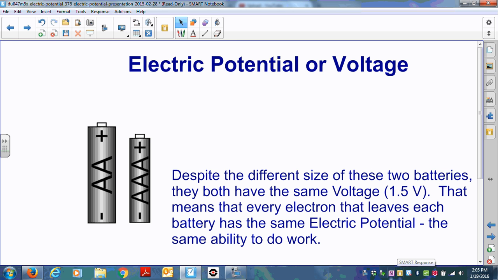So let's talk about electric potential, or voltage. Despite the different size of these two batteries, they both have the same voltage. It's 1.5 volts. That means that every electron that leaves each battery has the same potential, which is the same ability to do work.